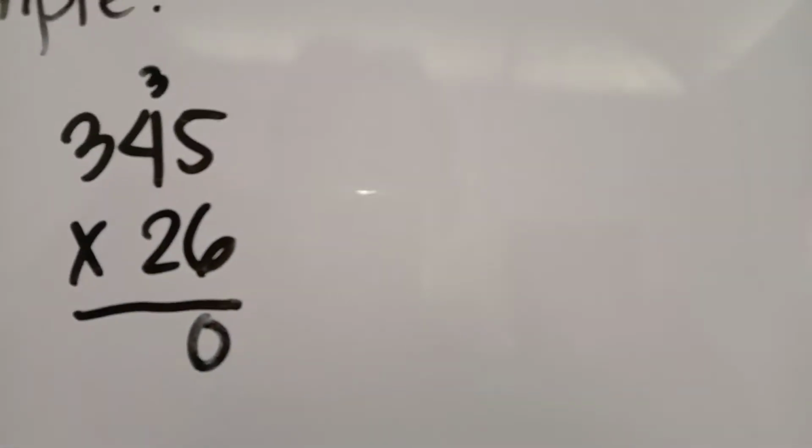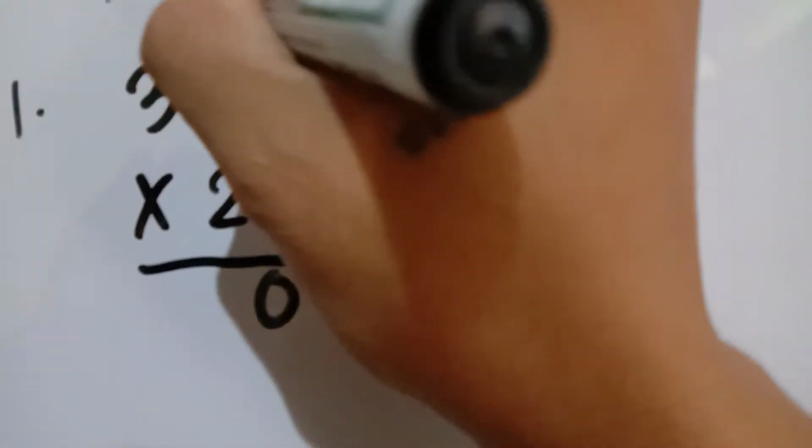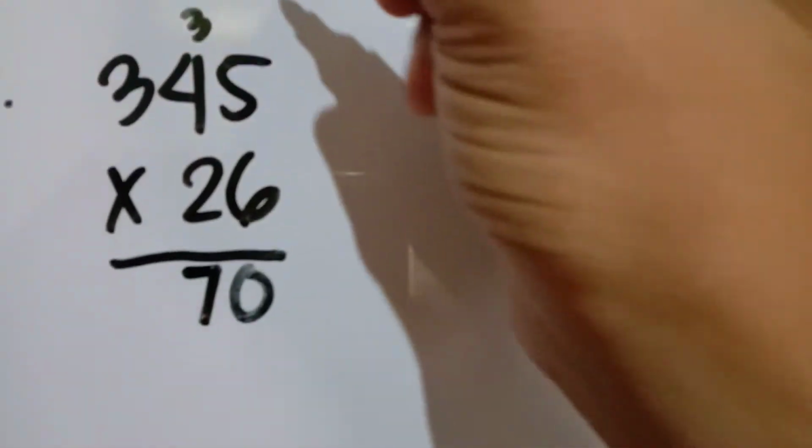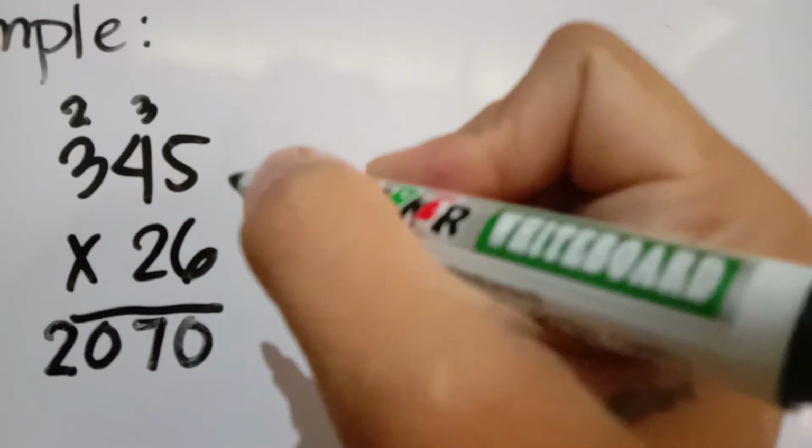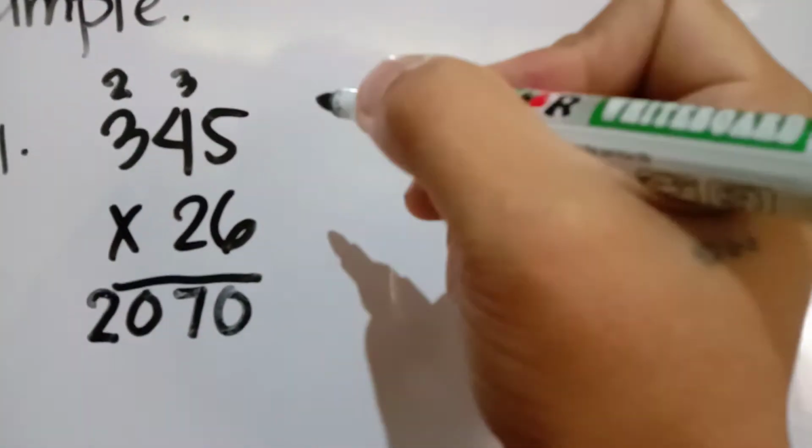So 6 times 5, that is 30. So write 0, then regroup 3. Okay, next. 6 times 4 is equal to 24 plus 3, that is equal to 27. Write 7, then regroup 2. Okay, so 6 times 3, that is 18, plus 2, that is equal to 20. So this is an example of multiplying whole numbers with regrouping.